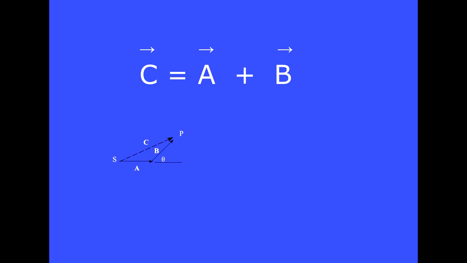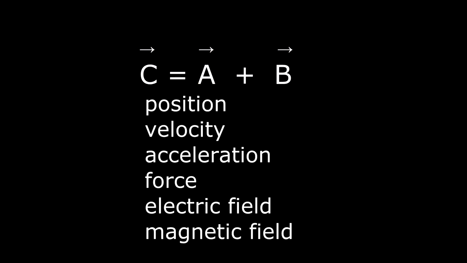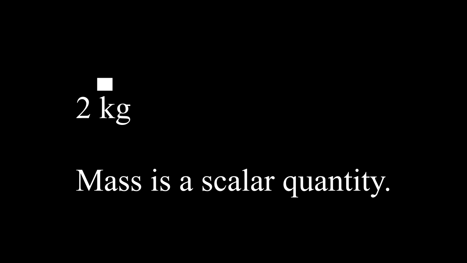When the sum of two things depends on the angle between them, we refer to those as vector quantities. We write little arrows over the symbols A, B, and C to indicate that they are vector quantities. Through this year, we'll meet many physical quantities that are vectors, including position, velocity, acceleration, force, electric field, magnetic field, and so on. The amount of mass is indicated by a single number, for example, 2 kilograms. We say that mass is a scalar quantity.